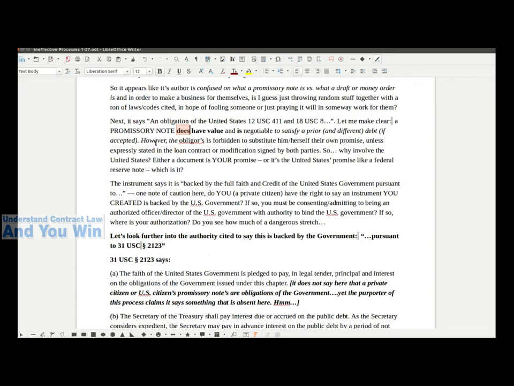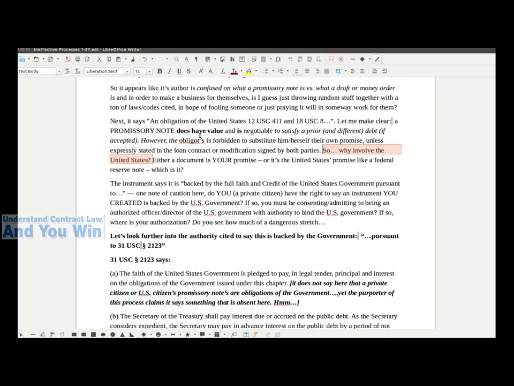But it's bilateral. They have to agree to it, because it's not within the four corners of your mortgage contract that they will accept it without their signature. However, the obligor, the one that has an obligation, is forbidden to substitute himself or herself with their own promise unless expressly stated in the loan contract or modification signed by both parties. So why involve the United States? What is substituting a promissory note? Even if I come to you with coffee beans, a new promissory note, or bars of silver, and I say, hey, can we substitute this asset for the previous debt that I owe? What does the United States have to do with this?